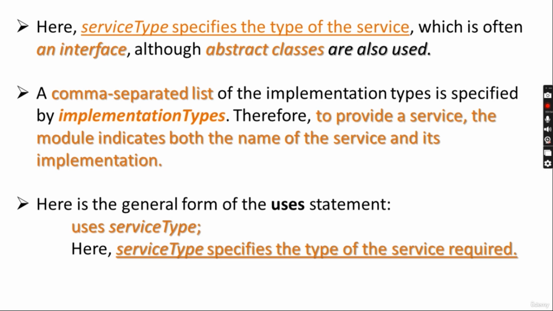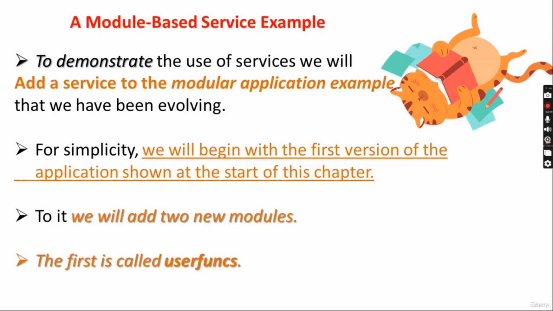So, the generalized syntax of the uses keyword: uses service type. In this case, a particular module is using a service type. Here, service type specifies the type of service required. Okay.